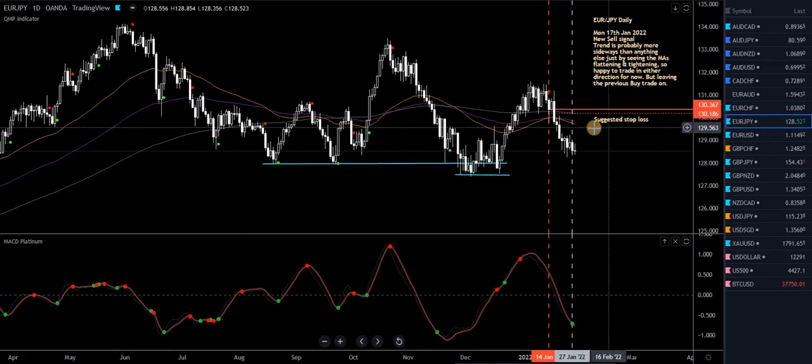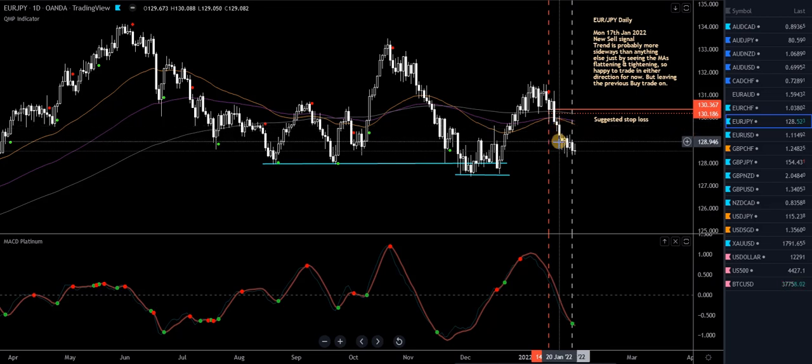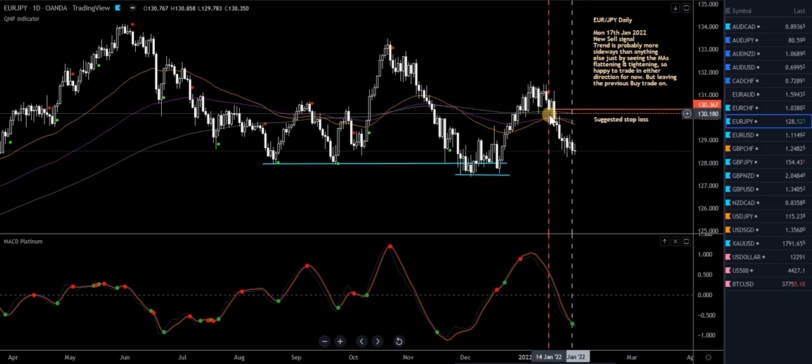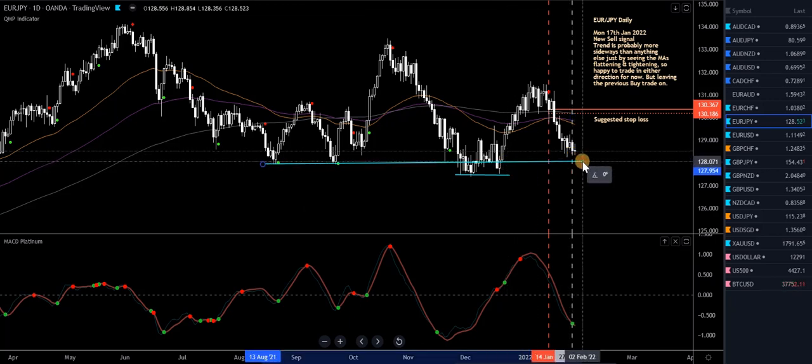Euro Yen sell trade back here. Looking good. We've got the big move down probably on this candle here. We're down through the zero level in the MACD Platinum. Close half, bring your stop down. Now I've actually brought my stop inside the entry level. It's just meandering a bit. We're getting down to these sort of previous lows areas.